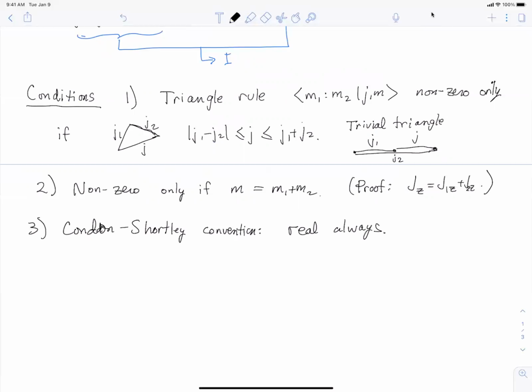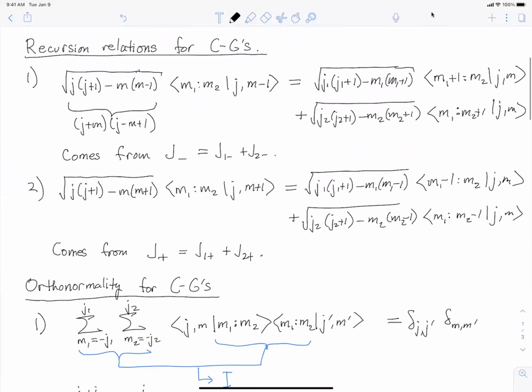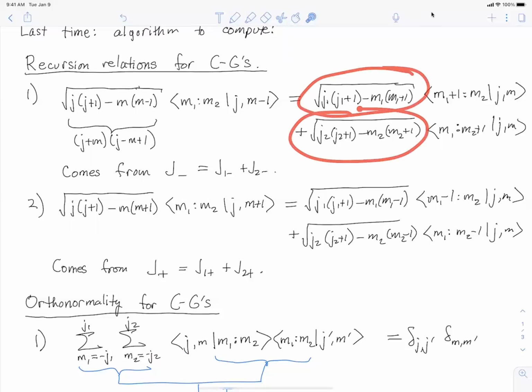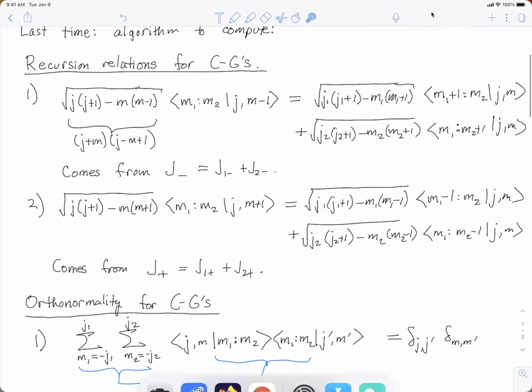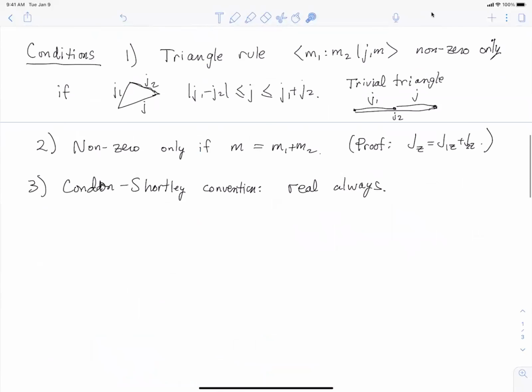Okay, and if you want to think about why we are allowed to know that they're always real, what it really amounts to is that you go back to these conditions, and all these square roots are real numbers. So if all the coefficients are real numbers, then all the things that you're going to solve for by solving these linear equations are going to end up being real numbers as well.